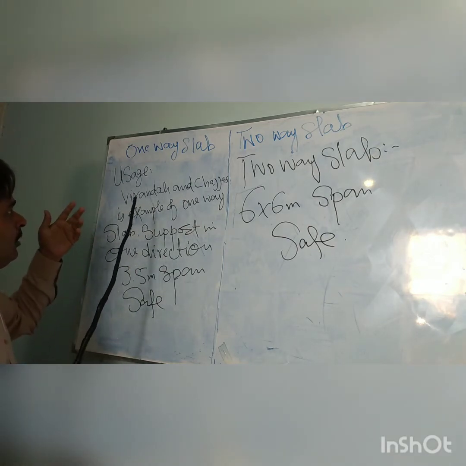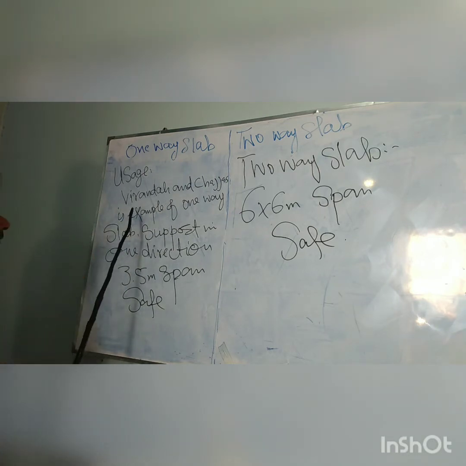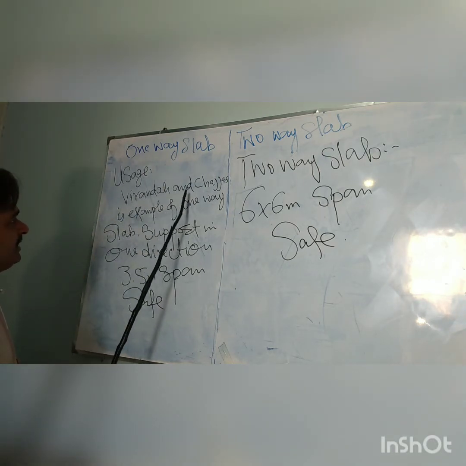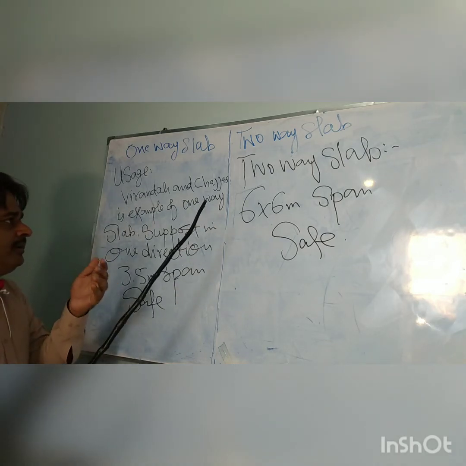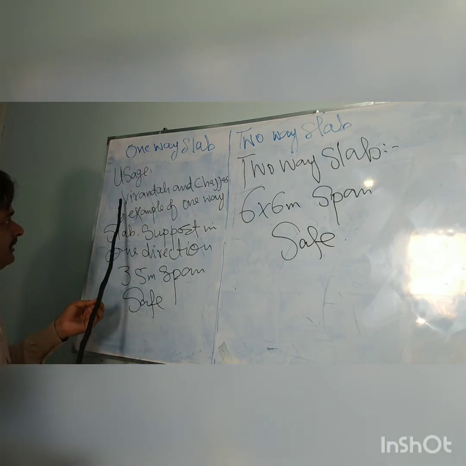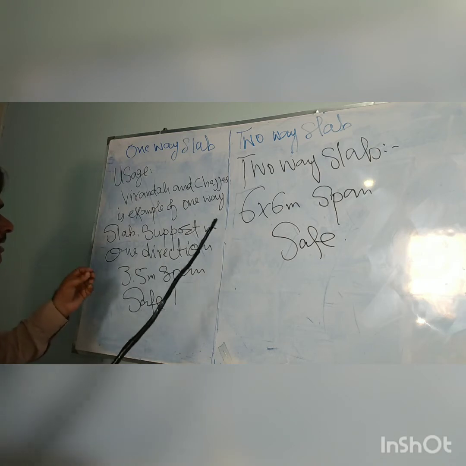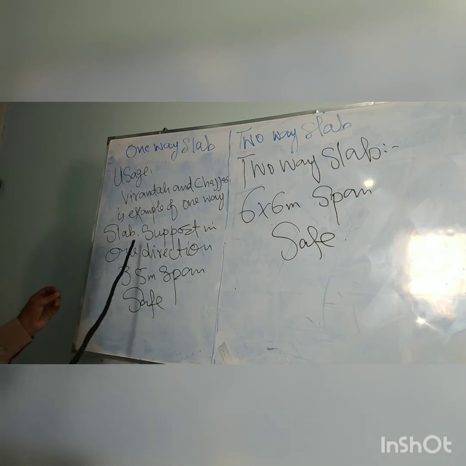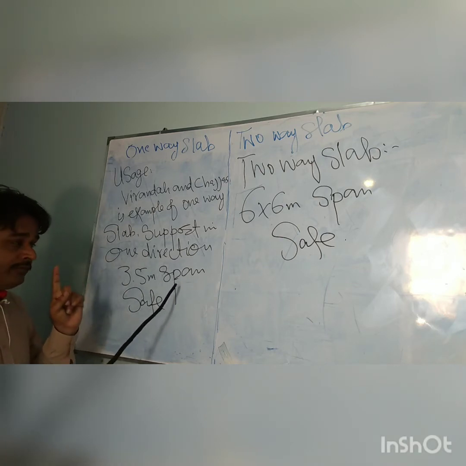What is and how one-way and two-way slabs are used. Verandas and chhajjas are examples of one-way slab. Friends, if anybody asks you to give an example for a one-way slab, you have to say chhajja and veranda are examples of one-way slab because it supports in one direction. A span of 3.5 meter will be safe. 3.5 meter for a one-way slab will be safe.